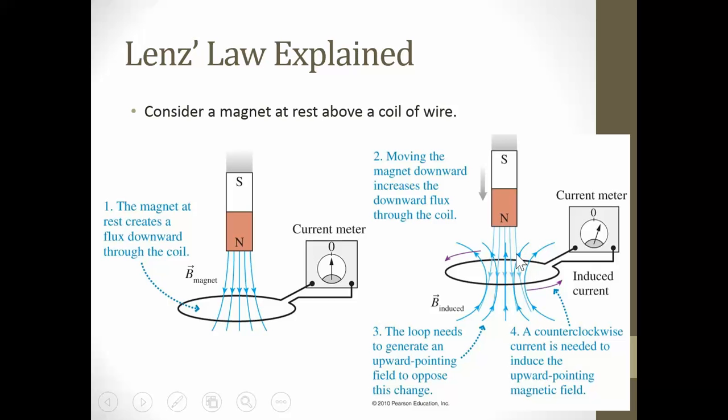So we have an increased flux downward, so the response of the wire will be to create a magnetic field going upward. To create a magnetic field going upward, you use your right-hand rule, and you see that we have to create a current that goes counterclockwise. So the response of an increased flux in this wire is an induced current that goes counterclockwise, and as a result creates a magnetic field going upward, which counteracts the increasing flux.